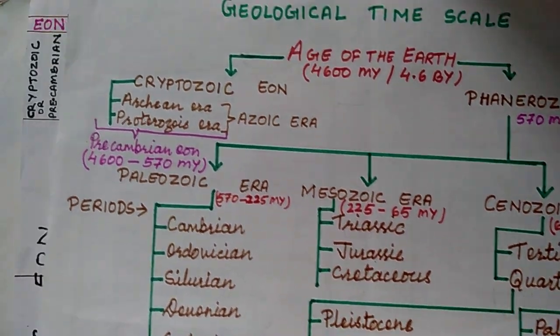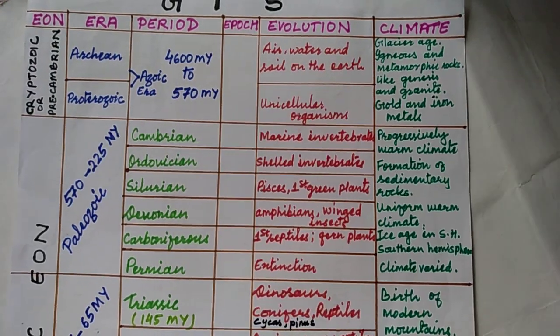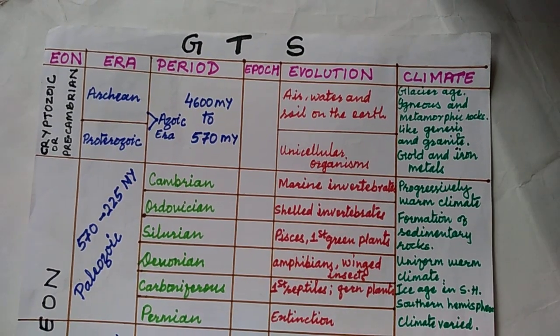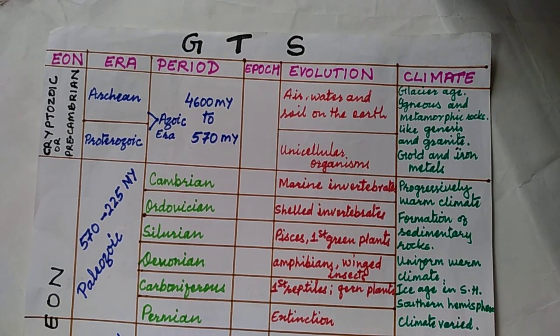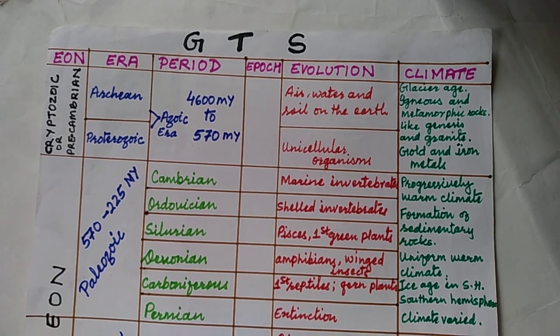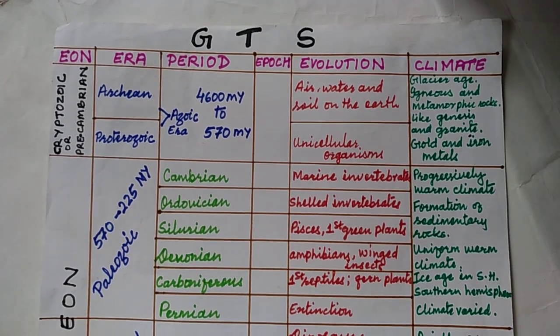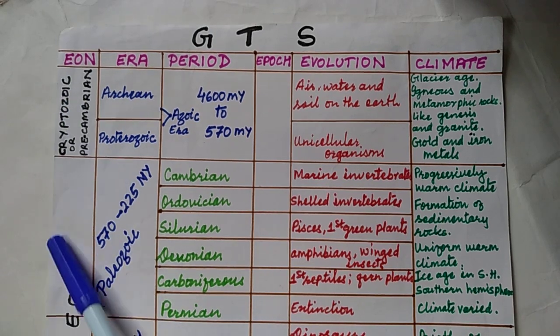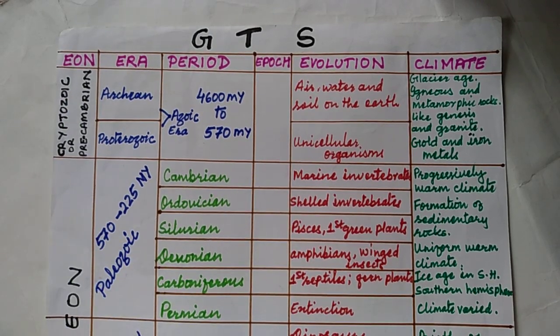Now we are going to see the actual geological time scale table. The geological time scale table is like this. Here in the geological time scale you can see the division of time periods, the division of time. So the Cryptozoic eon, and in the rest of the column, the Phanerozoic eon.